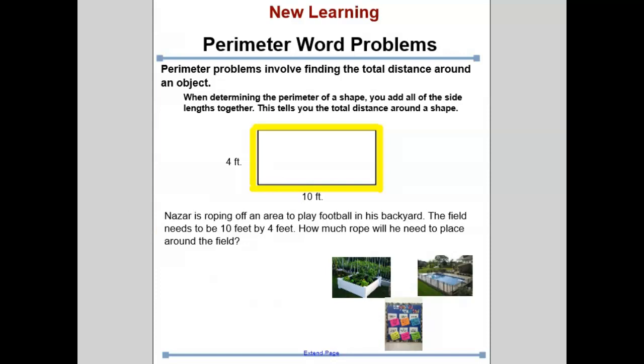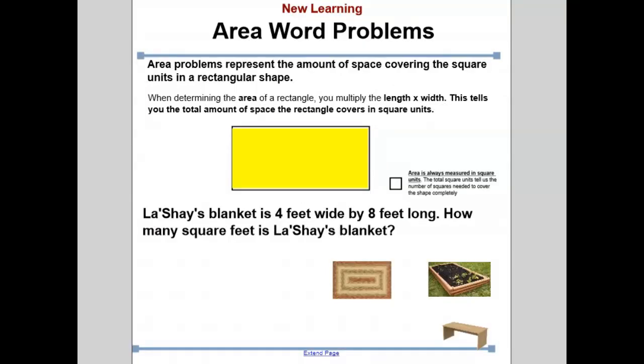Great memory. Our other new learning is area word problems. Well, you have quite a bit of background on area word problems from our multiplication unit, but let's review. Area word problems represent the total amount of space covering the square units in a rectangular shape. How do you find area? Say it out loud. Yes, you multiply the length times the width of a rectangle.